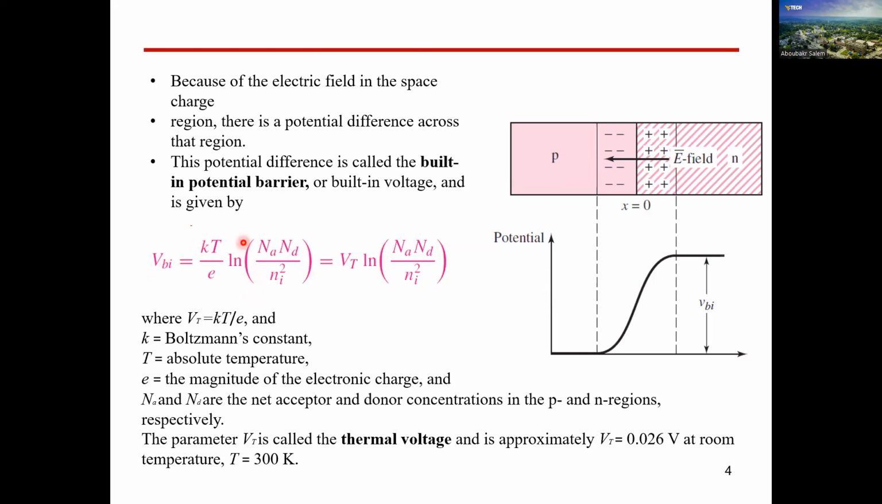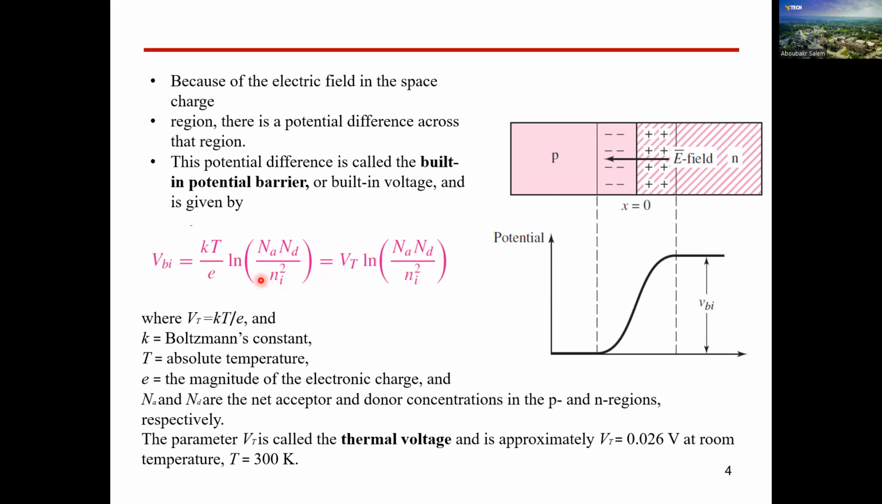Actually, it depends on the parameters you have here in the relation. VBI, the voltage barrier, equals KT divided by E. K is the Boltzmann constant, T is the absolute temperature in Kelvin, and E is the electron charge. Then the logarithm, Ln of Na times Nd, and you know for sure Na and Nd are the acceptor and donor concentrations of the p and n type regions, divided by Ni squared, which is the intrinsic concentration of the semiconductor material.